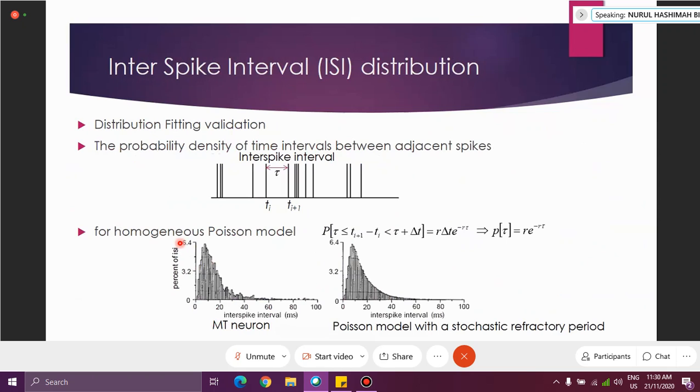Interspike intervals distribution, or ISI. Okay, so the probability density of time between the edges of the spikes. So we measure the gap between the spikes. So this is an example of a homogeneous Poisson model.